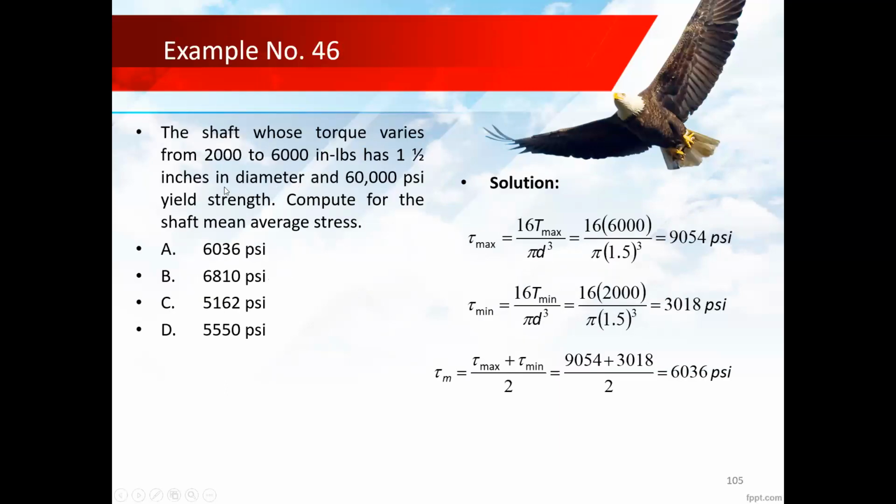So example number 46. The shaft whose torque varies from 2,000 to 6,000 inch-pound has 1.5 inch in diameter and 60,000 PSI yield strength. Compute the shaft mean average stress. So you might think that if it comes out in the board exam it is a board problem; it is a board problem too. Simple lang. So tau max is 16 T max over pi D cubed, is 16 times 6,000 over pi times 1.5 cubed, is 9054. Minimum is 3,018 for 2,000. So your average, 9054 plus 3018 over 2, is 6,036 PSI.